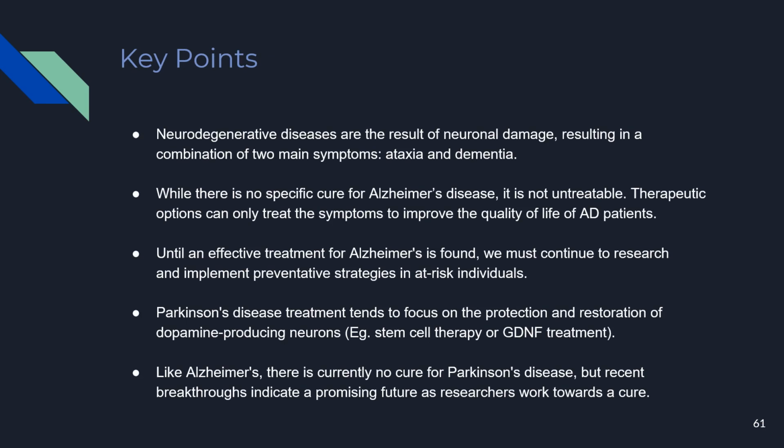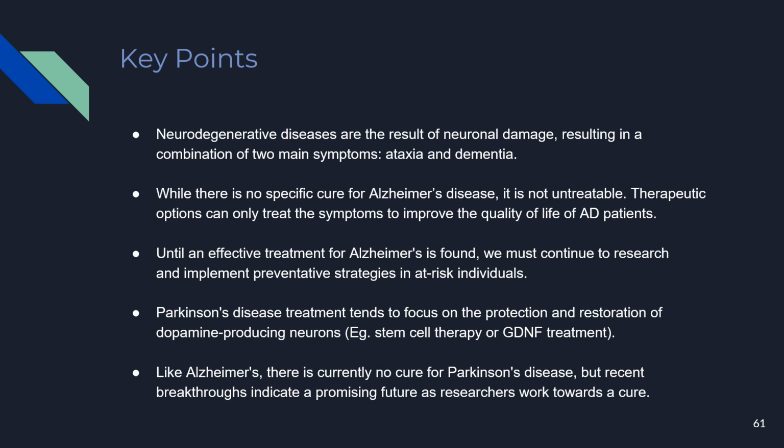Congratulations on making it through our presentation and completing the cognition testing activities. Hopefully you did well. Now, if I were to condense our presentation down into a few sentences, or take-home messages, I would say that the following are the major points you should know. Firstly, neurodegenerative diseases are caused by neuronal damage and are characterized by 2 main symptom groups, ataxia and dementia, or motor and cognitive impairment respectively.